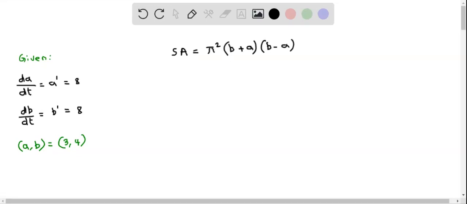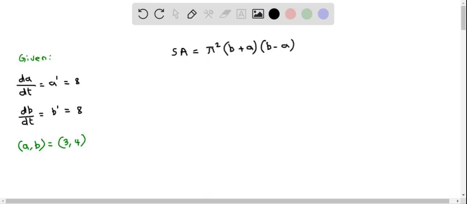In this question, we are given the equation to calculate the surface area of a torus, where A represents the inner radius and B represents the outer radius of the torus. So the equation is SA equals pi squared times (B plus A) times (B minus A).